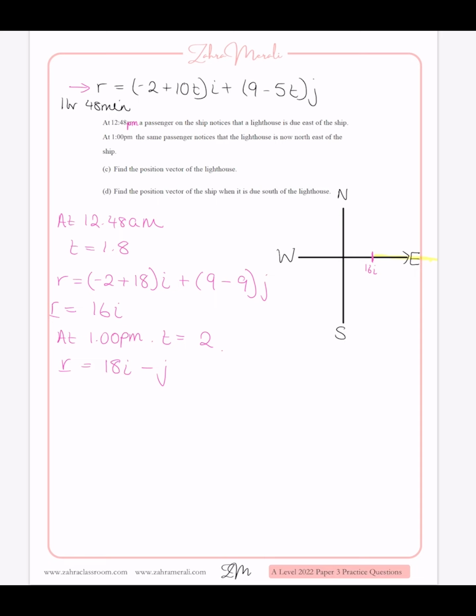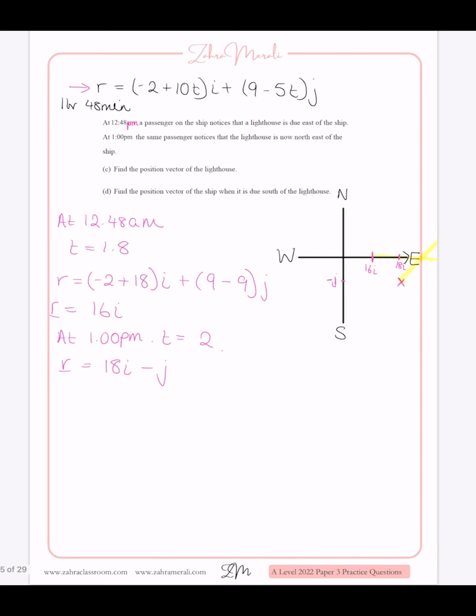Okay, so that's going to be further along. So 18I along here, minus J is going to be minus 1J along here. So that's going to be over here, right? So that's where I am as the ship. And you notice it's northeast, so it's going northeast from that cross. Right, I hope that makes sense. I'll draw that a bit bigger down below. So you can easily see where the lighthouse has to be.